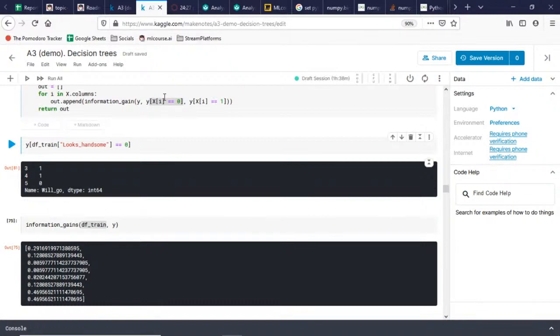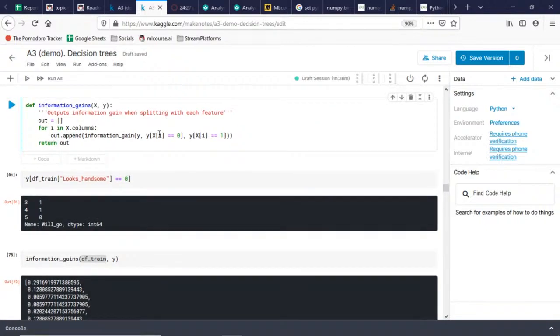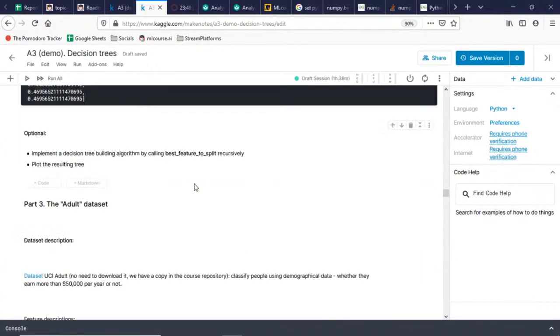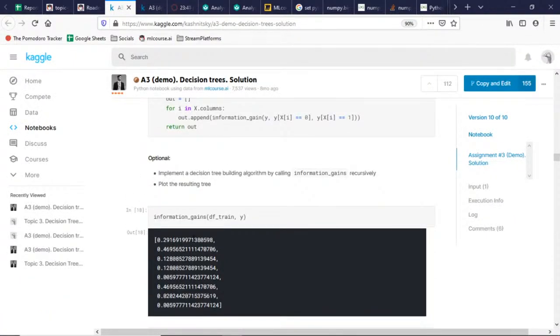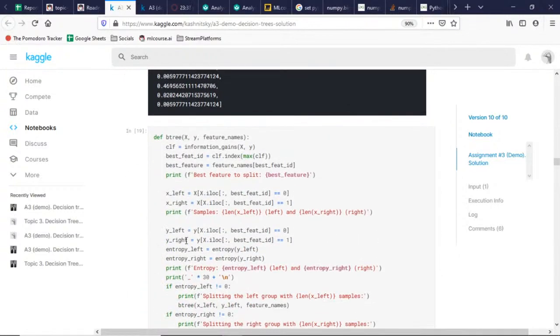Okay, so what we are doing here, we are splitting this data using one of the features. In one group we are taking individuals that have 0 in this feature and 1 in this feature in the second group. And for every feature we get some information gain. Yeah, I got it. Okay, and how can we implement it? Implement decision tree building by calling information gain recursively. What's the resultant tree?